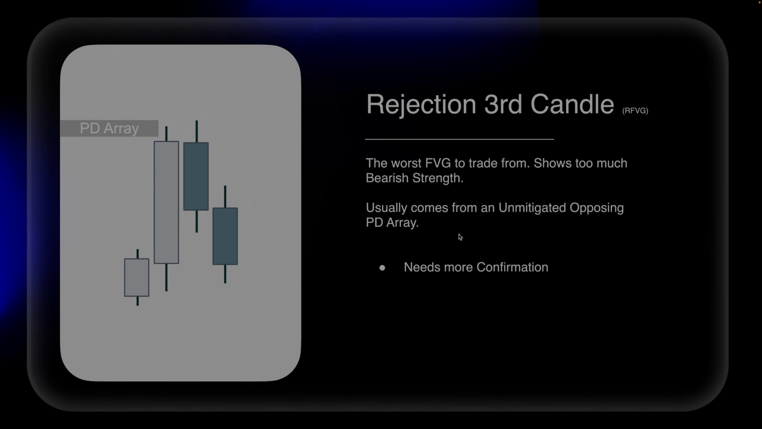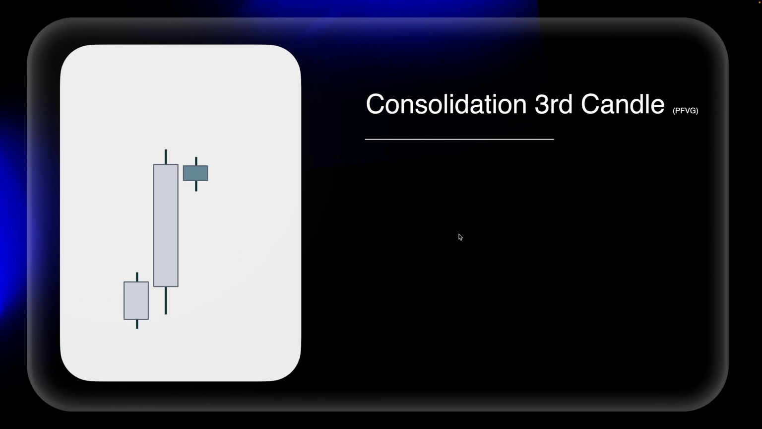Now, moving on to a better fair value gap: the consolidation third candle. I just labeled this one as the PFVG, the perfect fair value gap. It all starts again with that PD array that we have towards the left right there. Now, we could argue we are still respecting that because we are wicking it, but the rejection in the third candle right there is not as big to continue lower.